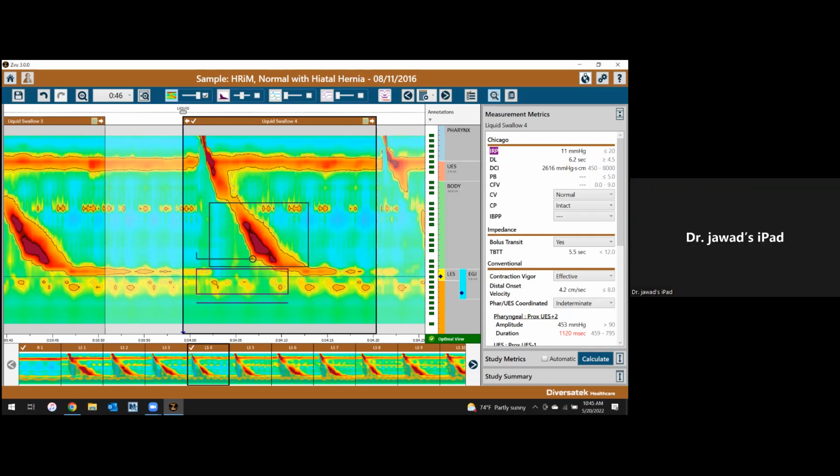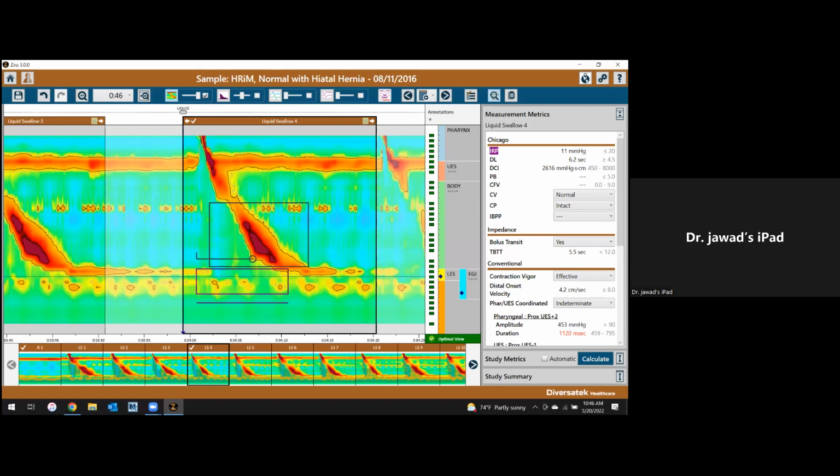Anything above 8,000 is a jackhammer. The difference between jackhammer and vigorous achalasia is the DL, the distal latency, because distal latency in achalasia will be very short because of loss of peristalsis. There is no propagation of the bolus.